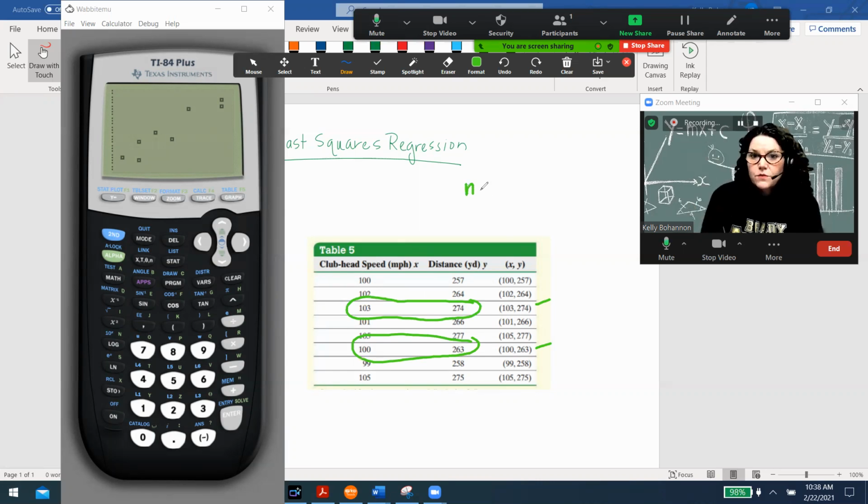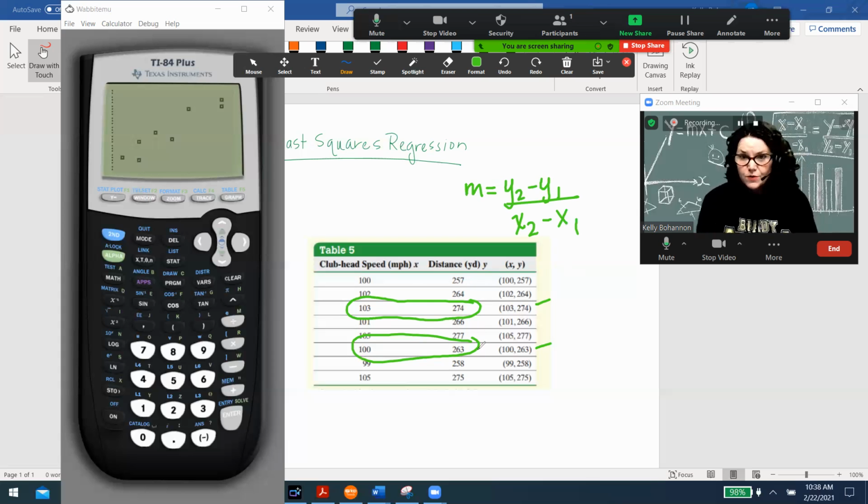So, reminder of the slope formula. Slope is y2 minus y1, change in y, over change in x. So we're going to just plug these in. It doesn't matter which one you call point 1 and which one you call point 2, but because this one's on top, I'll call it point 1, and this one will be point 2.